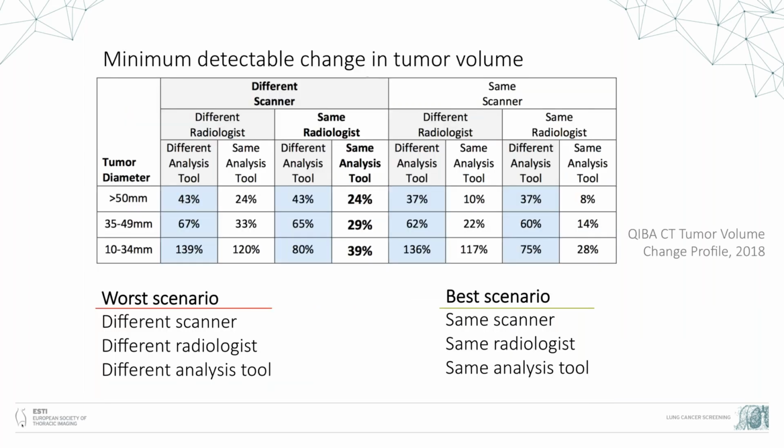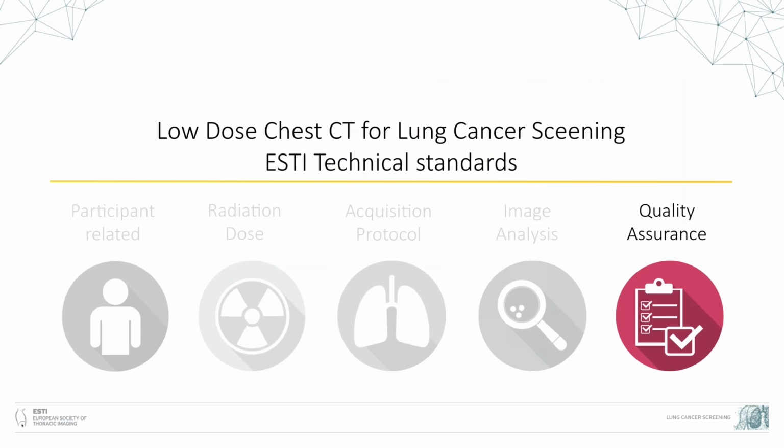And this is a table from the Quantitative Imaging Biomarkers Alliance from the RSNA, and it shows the minimal detectable change in tumor volumes. It's not only about the nodules, also about larger lesions, but it clearly demonstrates what is important. The worst case scenario to detect small changes in tumor volume is if you use a different scanner, a different radiologist, and a different analysis tool. And the best scenario is you use for your study the same scanner and same settings, the same radiologist to read the image and define the volumetry, and the same analysis tool, the same software, and then you can find the smallest change in volume.